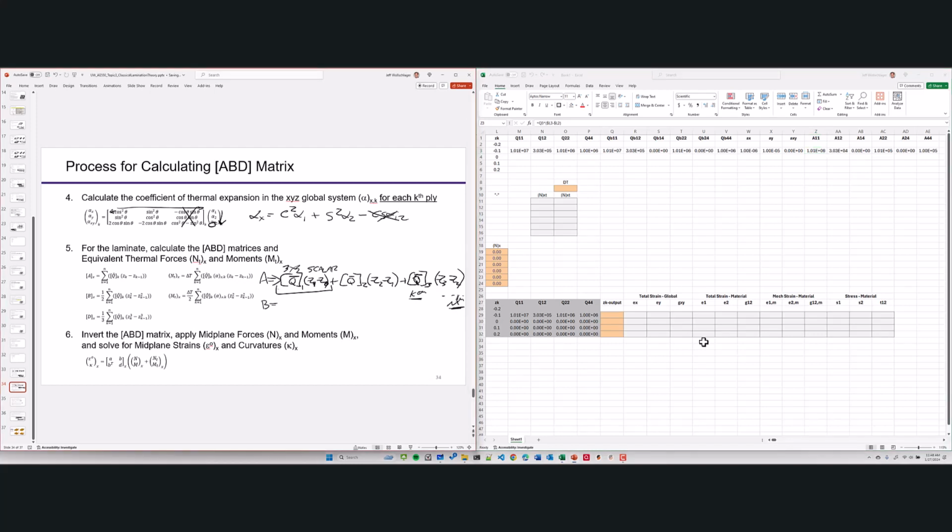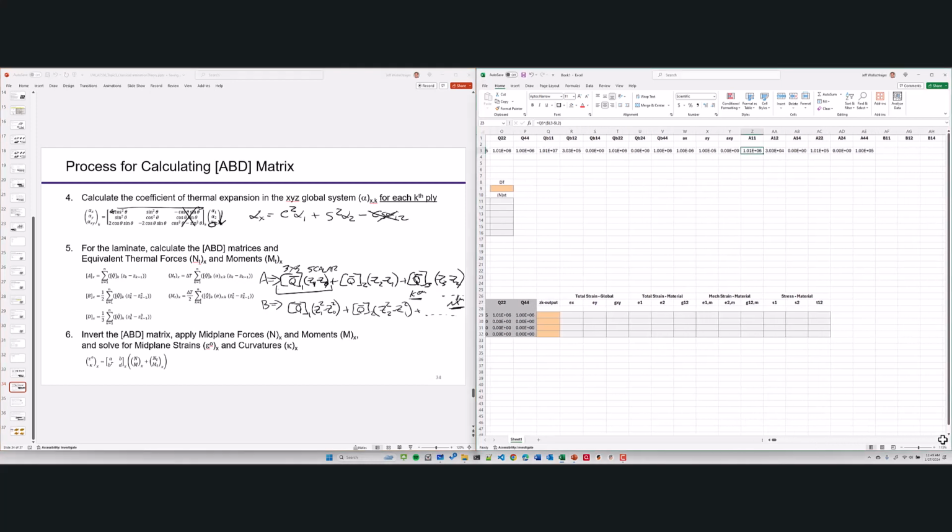The B is the same Q bar, right? But now it's Z1 squared minus Z naught squared, right? And then plus Q bar 2 times Z2 squared minus Z1 squared, and then plus, and then you guys can keep going from there. Okay, so all I need to do for my B's is kind of the same thing.